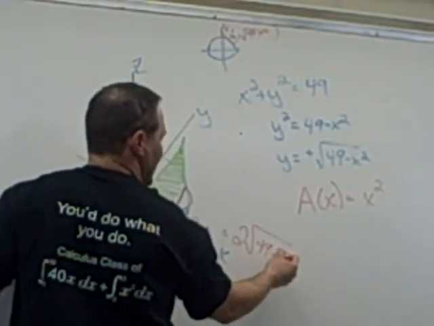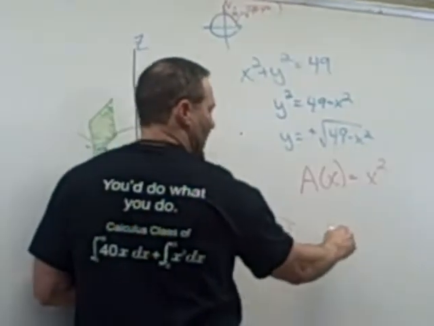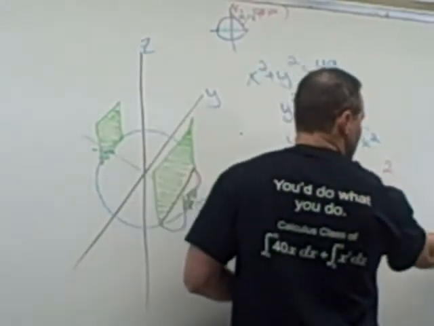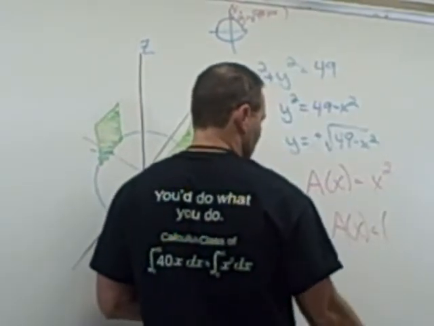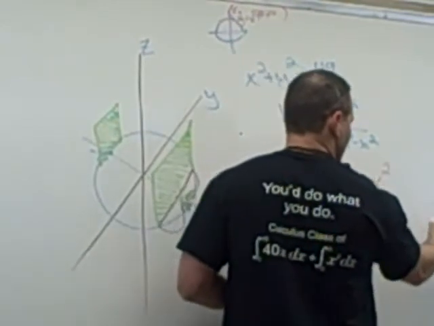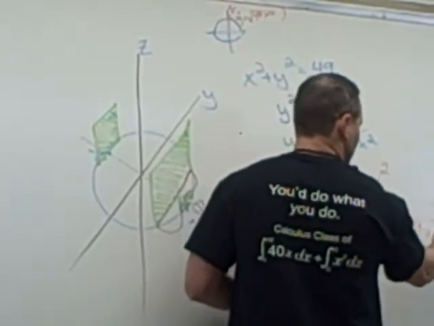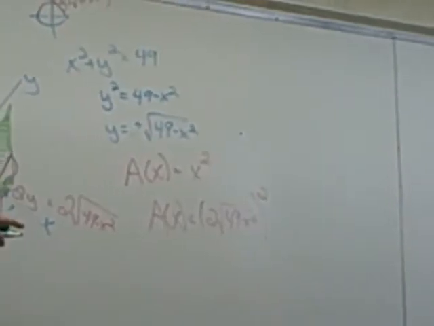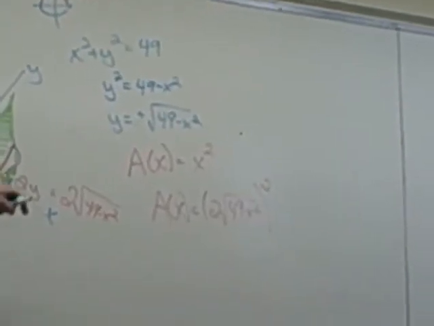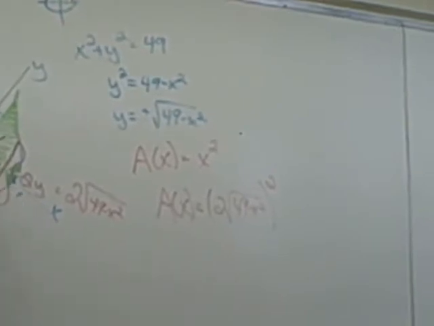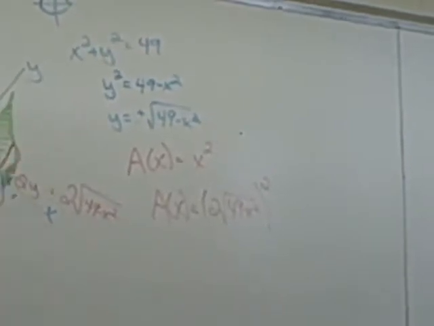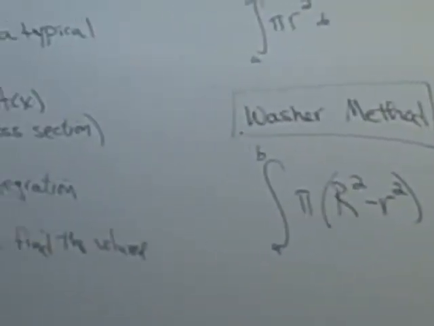Okay, so my area function is the base squared. That'd be 2 square root of 49 minus x squared, squared. I like this. All we need to do is represent the area of one of the cross sections, the shape. Okay, that's step 2. Now that's the bulk of the problem.